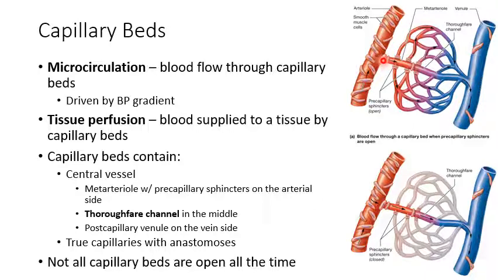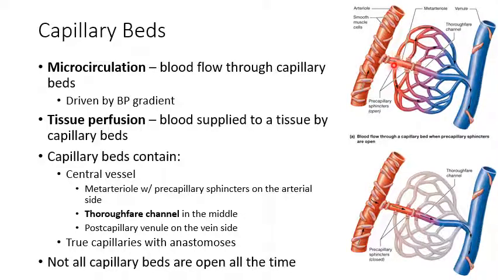So here you have a capillary bed. Here's your arterial side, here's the venule side, and in the middle is the central vessel. Coming off of the central vessel are the true capillaries. The central vessel is divided into three parts. On the arterial side, the central vessel is actually a metarteriole. So that's an arteriole, not even a capillary, really.